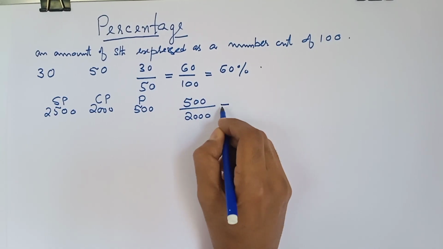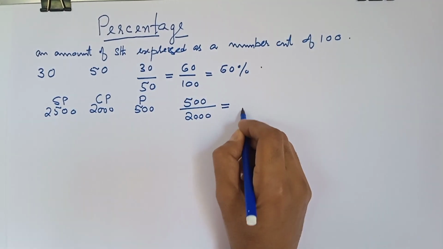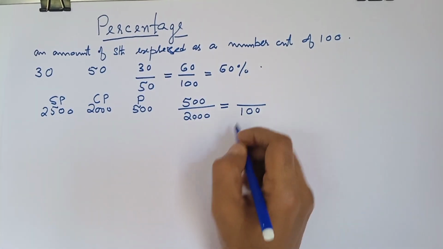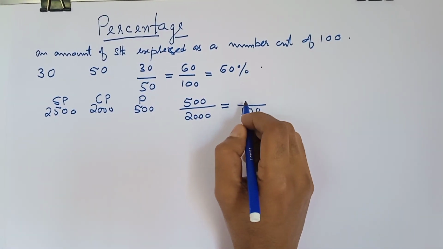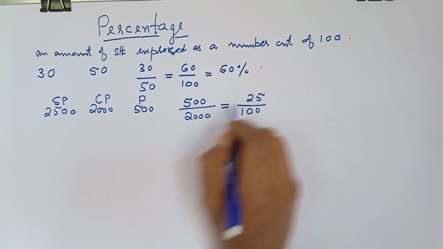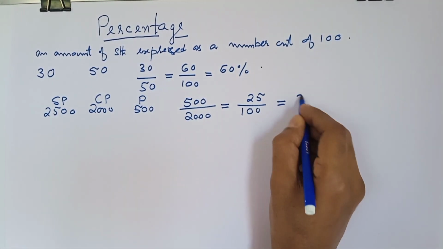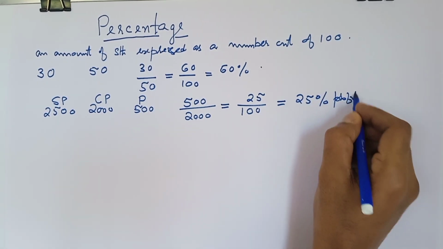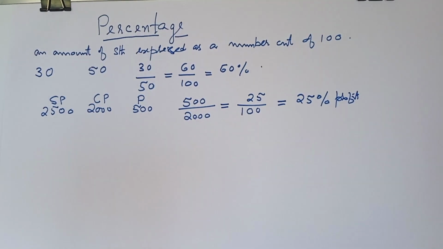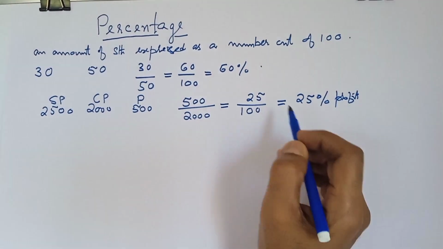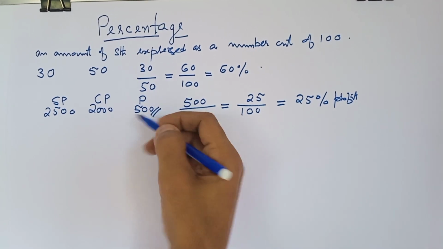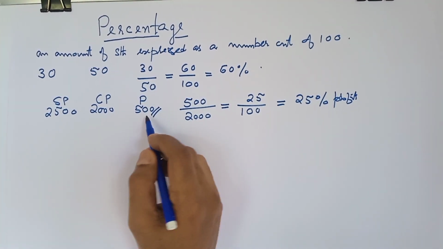For that, you write this as another ratio whose denominator is 100. And the profit will be, in that case, 25. And we say 25% profit you made in the business. So in percentage terms, 25%, whereas in absolute number we say you made a profit of 500 rupees.